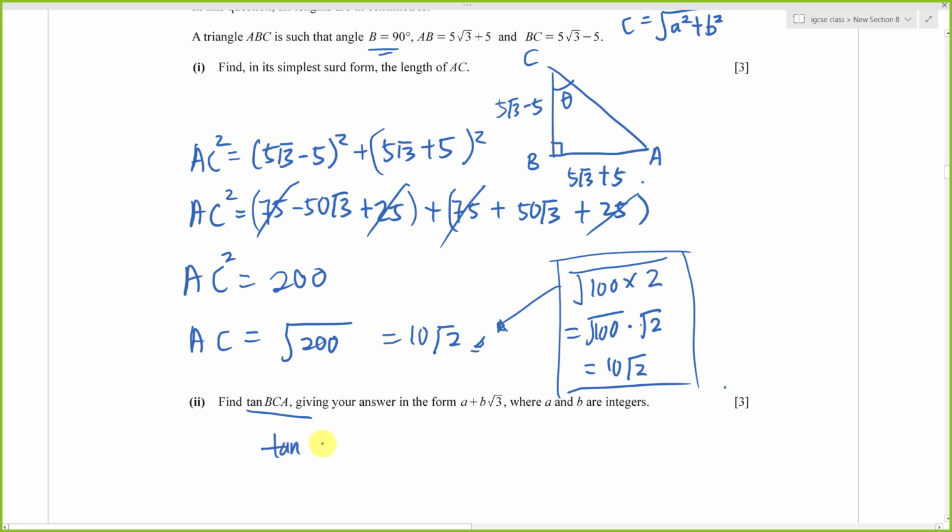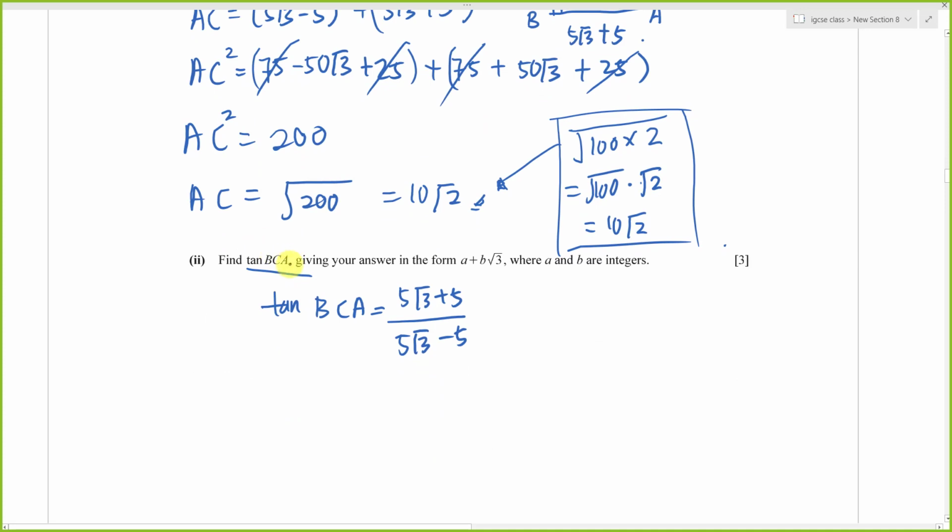So the tangent BCA, tangent is what? SOH CAH TOA. TOA will be opposite over adjacent. So your opposite will be 5 sub 3 plus 5. Adjacent will be 5 sub 3 minus 5. They ask about the value of the whole thing, tangent BCA, so you don't need to find the angle of BCA. Because some students, when they see a question like this, definitely want to solve it and get the angle. But in this case, they only want the value of this tangent. Okay, so no choice, rationalize.